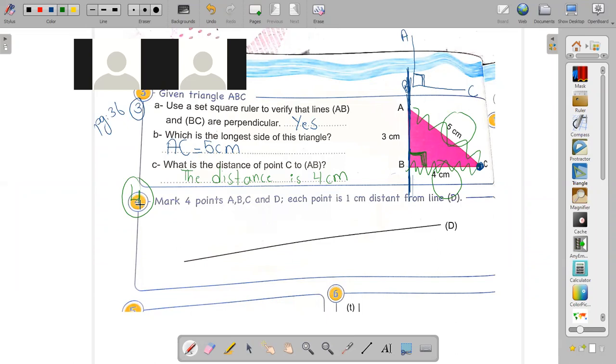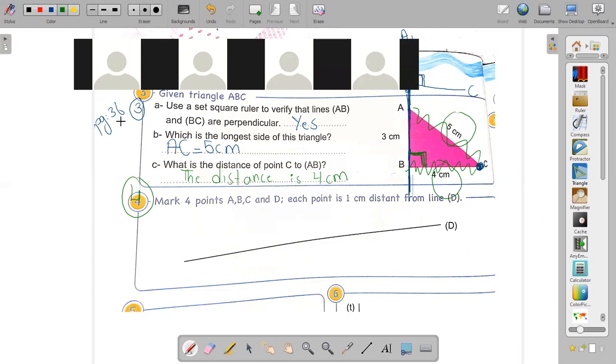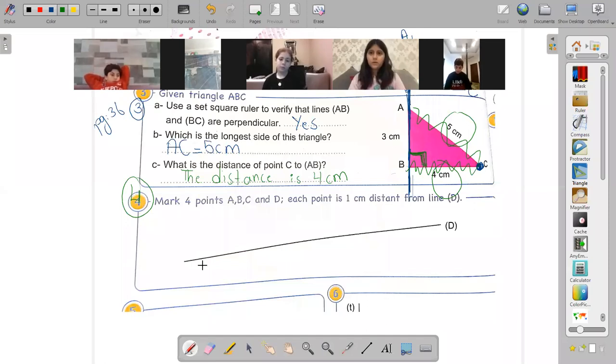We said on Thursday that the points I will always label by a capital letter. For this reason they wrote A, B, C, and D, all of them capital. We will place here 4 points, and name them A, B, C, D, such that the distance between these points and the line D is 1 centimeter. The distance from the point to the line is always 1 centimeter.